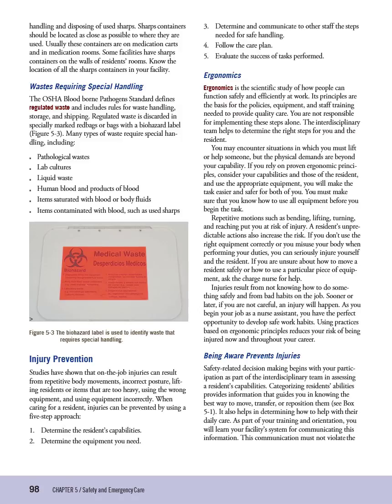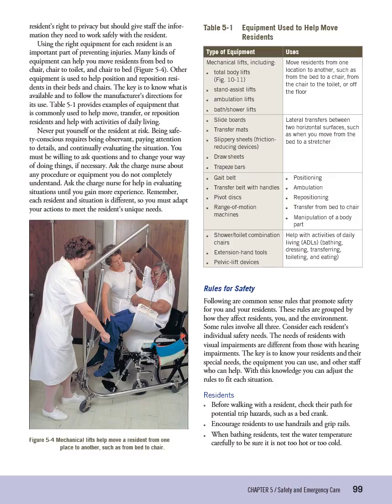Being aware prevents injuries. Safety-related decision-making begins with your participation as part of the interdisciplinary team in assessing a resident's capabilities. Categorizing residents' abilities provides information that guides you in knowing the best way to move, transfer, or reposition them. It also helps in determining how to help with their daily care. As part of your orientation and training, you will learn your facility's system for communicating this information. This communication must not violate residents' right to privacy, but should give the staff information they need to work safely with the resident.